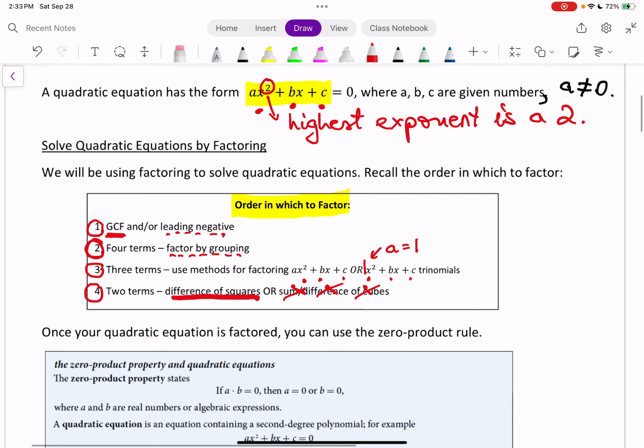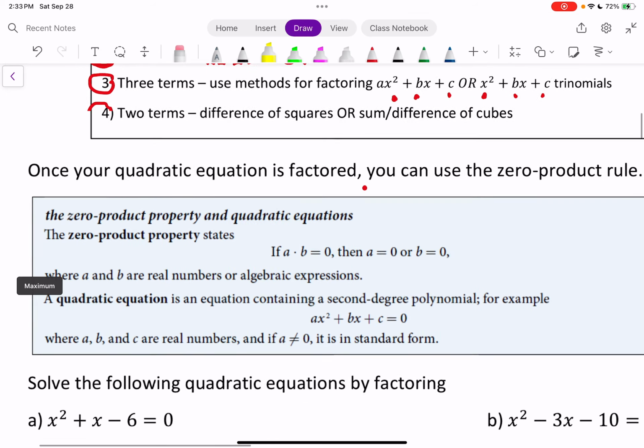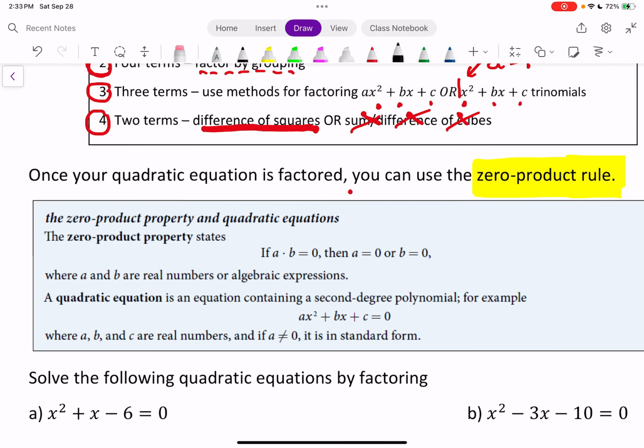Now, once our quadratic equation is factored, this is the rule that we use in order to solve the equation. It's called the zero product rule. So the zero product rule needs exactly these 2 quantities. It needs a 0 and it needs a product.